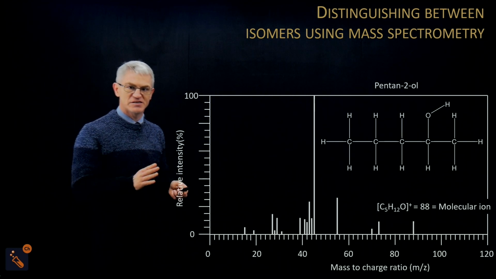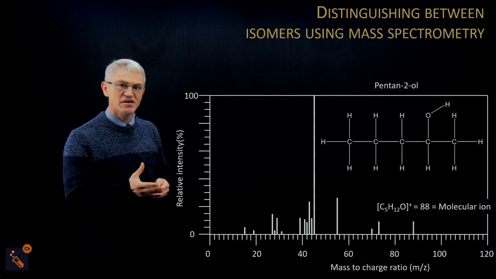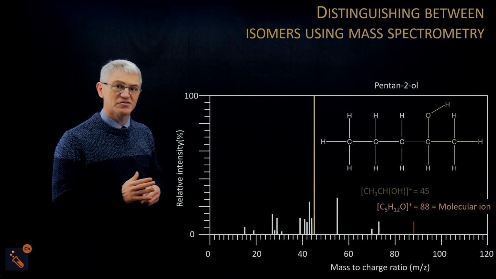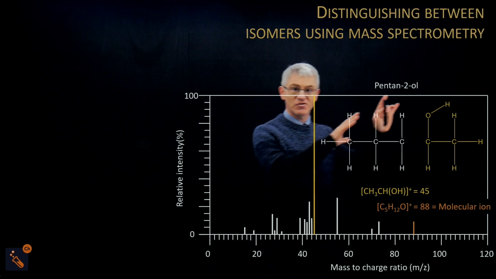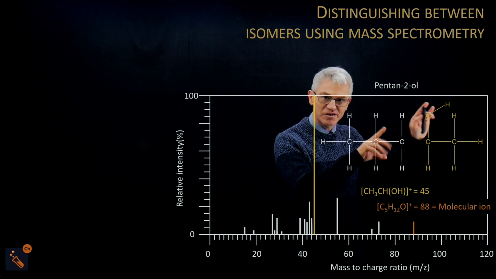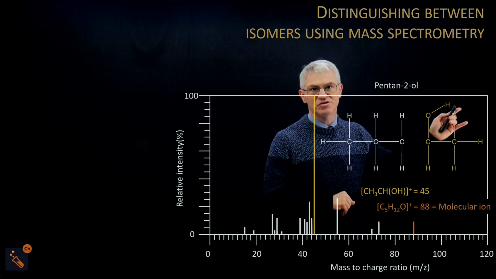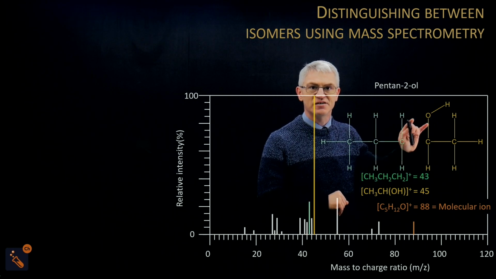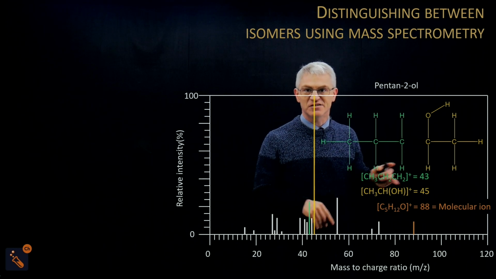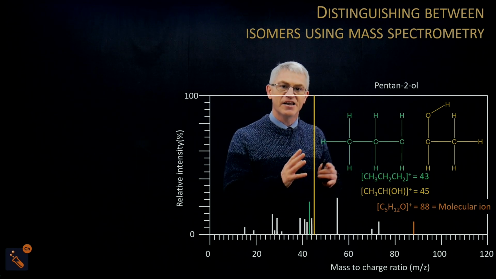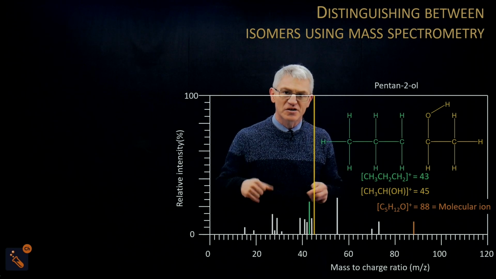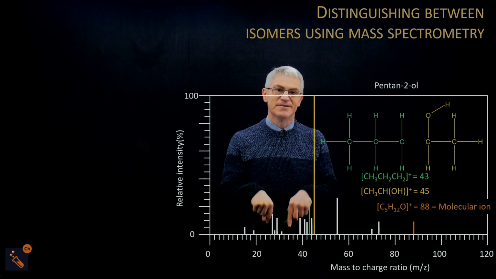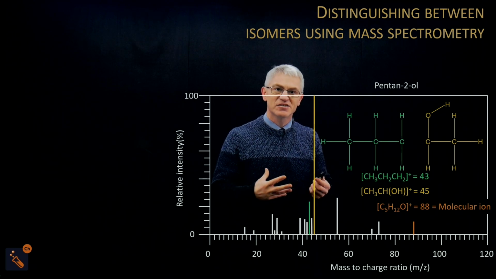Okay, so let's look at pentan-2-ol. You can see pentan-2-ol here, and it's got 88, the molecular ion again, and we're going to break that bond. So we broke that bond, and we broke it where the OH was. If you break it where the OH was, you find that this bit is 45, and you'll find that the other bit is 43. So you've got the 43 here and the 45. But look, you don't have a 31, or if the 31 is there, it's tiny. So that means that you can tell the difference.